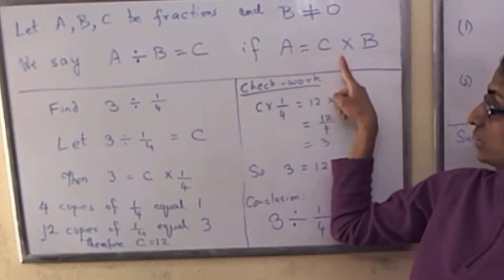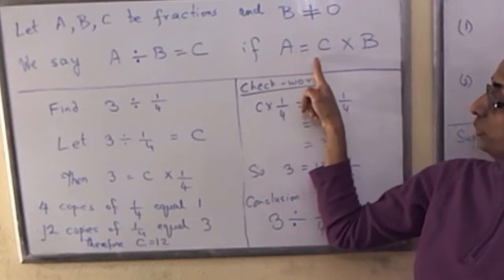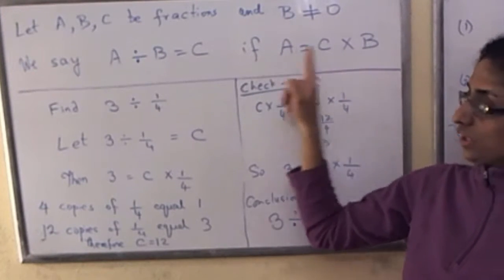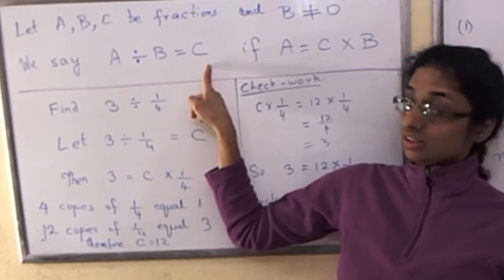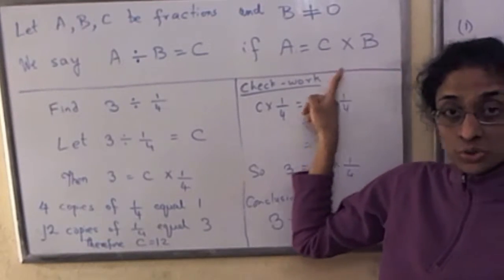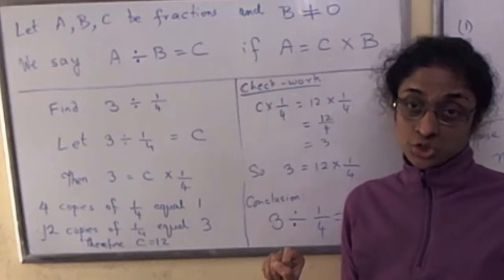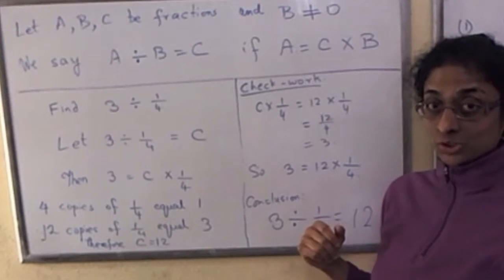If A equals C times B. Think of it as A equals C copies of B. So we say A divided by B equals C if A is C copies of B. Here we are using the measurement interpretation of division as I discussed in a previous video.